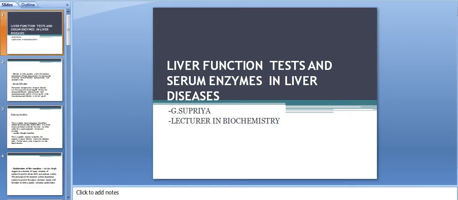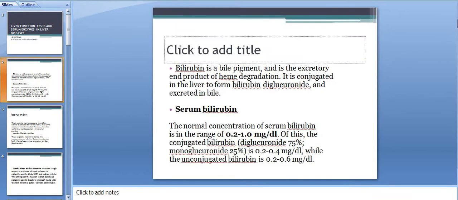Now I am going to explain liver function tests and serum enzymes in liver diseases. Okay, now let us discuss the liver function tests. First, let us discuss bilirubin and serum bilirubin.